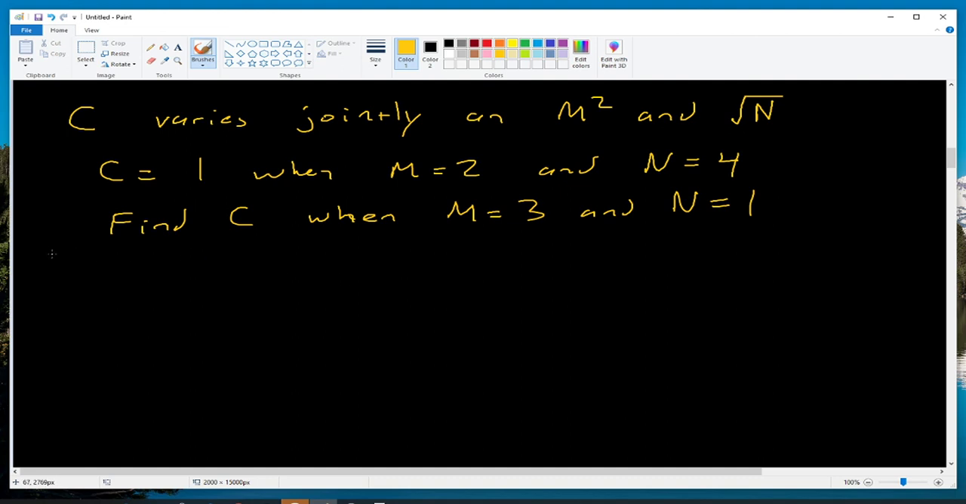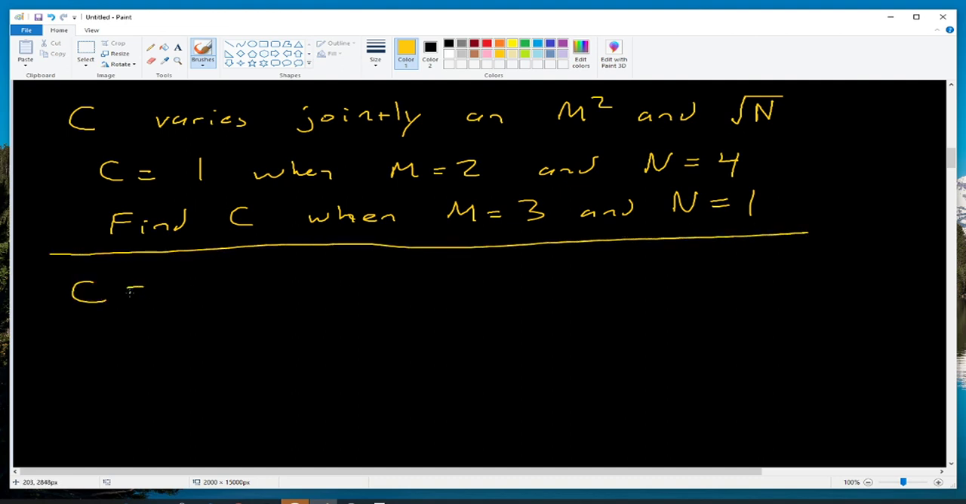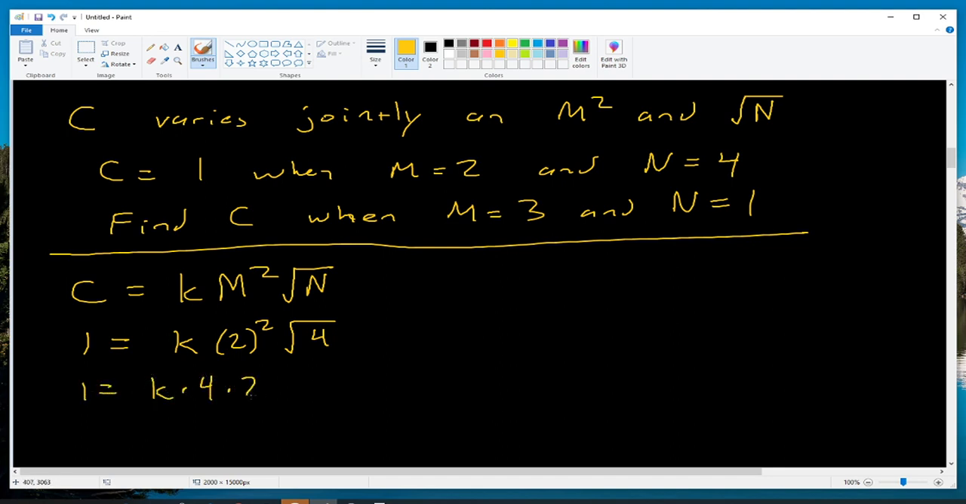So we say figure out our equation first. C equals k. Joint variation is they both multiply, so it's k times m squared times square root of n. That's our equation. Now we plug in the values they give us to figure k out. 1 goes in for c. M is 2, and since m is squared, the 2 gets squared. Square root of n is 4. So we get 1 equals k times 4 times square root of 4 is 2. So 1 equals k times 8. We divide the 8 across, and we get 1/8 is our k value.